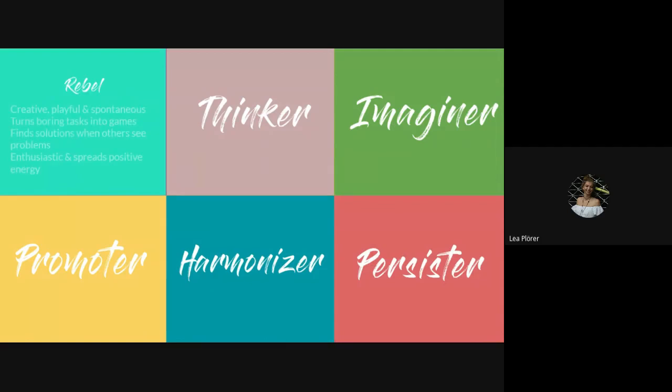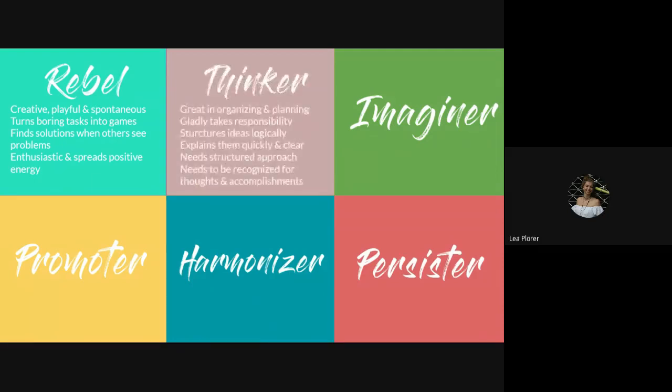So the first one is the rebel, and although he's called rebel, it's a very creative and playful person, and this is a person for whom it's super easy to make every task fun. And they're super solution oriented, they're enthusiastic, they're positive, they're just fun people to work with.